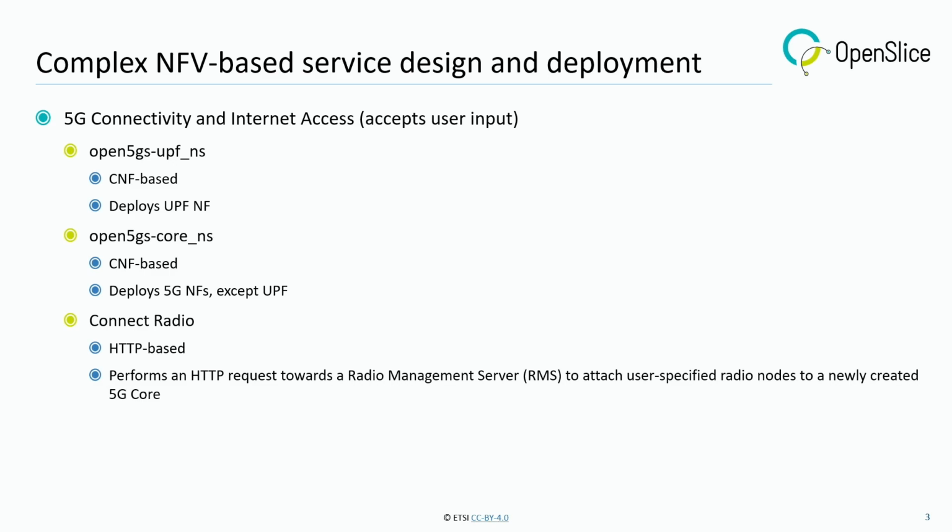And also we had, let's say, a standalone third service, which connected the selected radio nodes towards this newly deployed 5G instance. This actual service was just an HTTP request, and this is the reason, for example, that OpenSlice provides BPMN diagrams that execute HTTP requests, because it was outside the deployment world. An HTTP request towards a radio management server that manages the radio nodes in a proprietary way in the University of Patras' facility.